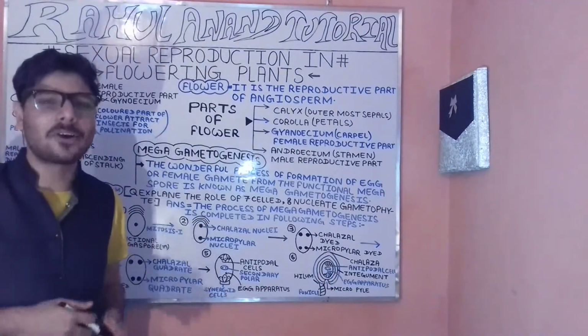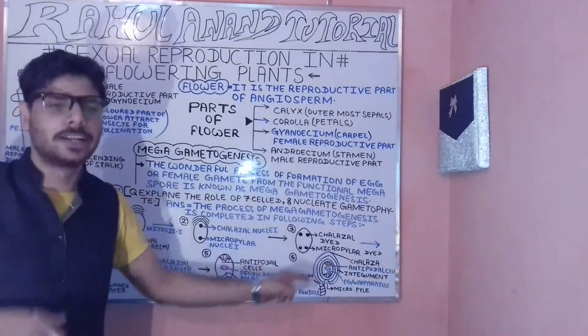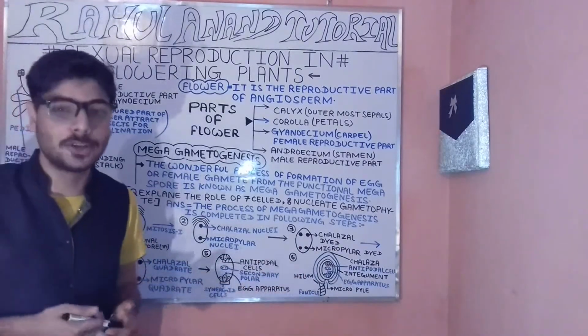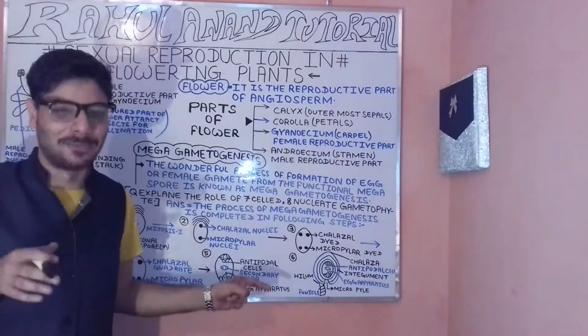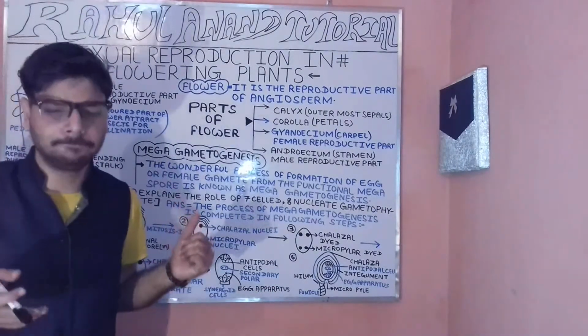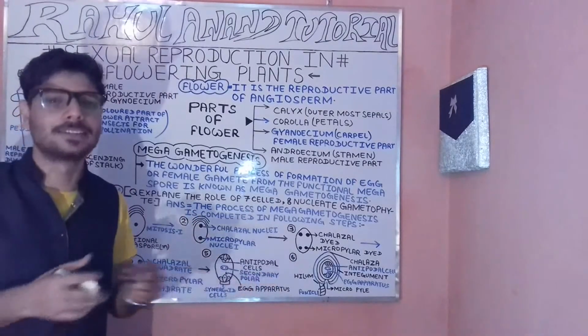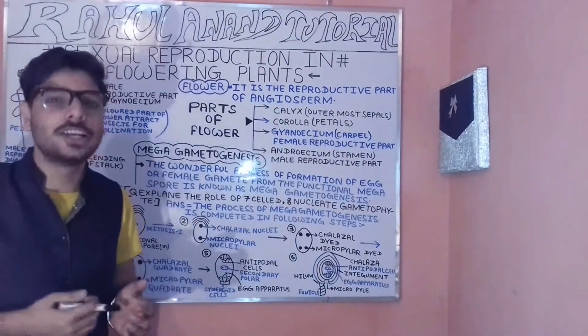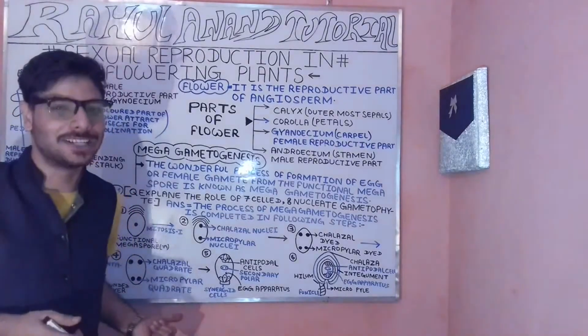So now let's understand in detail what the different parts are in our megagametogenesis. This will have the integuments, the hilum, often the funicle, then the chalaza. Often you will have other parts such as the micropyle and the chalazal end. So now let's understand what the hilum is.